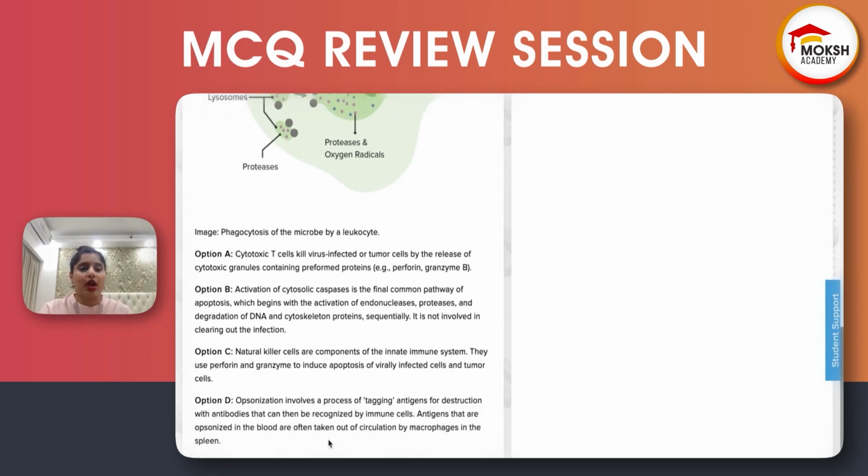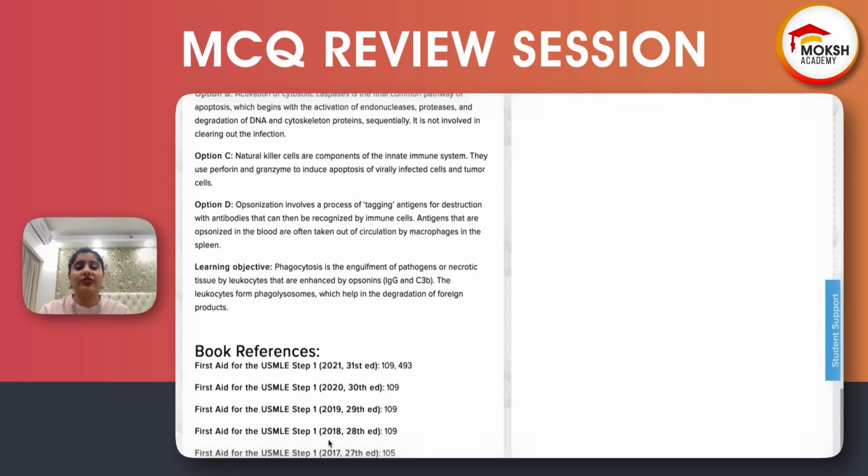Okay. Now, cytotoxic T cells are very popular, which kill virus-infected or tumor cells by the release of cytotoxic granules which contain preformed proteins like perforin, granzymes, and so on. Now, activation, we just learned, leads to apoptosis. Will not read it again. NK cells are components of the innate immune system. They use perforin and granzyme just similar to your cytotoxic T cells, and by doing so, they induce apoptosis. That's how the killing happens.